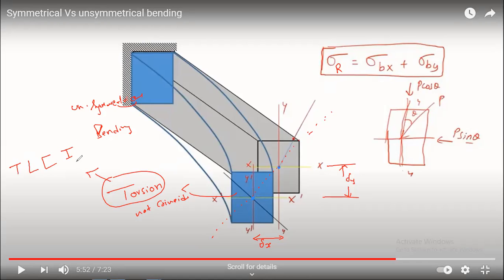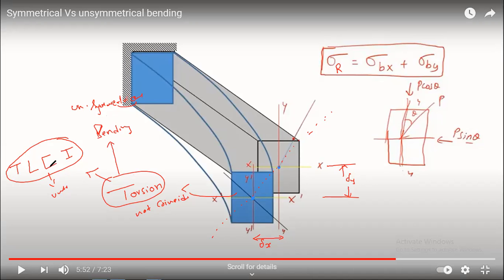Understand? Why? Because for these sections which are unsymmetrical in nature, when you apply load, definitely the centroid of the plane before bending will not coincide with the centroid of the plane after bending. So that is why these unsymmetrical sections will undergo torsion along with bending. Understand? Bending along with torsion also happens for these unsymmetrical sections.